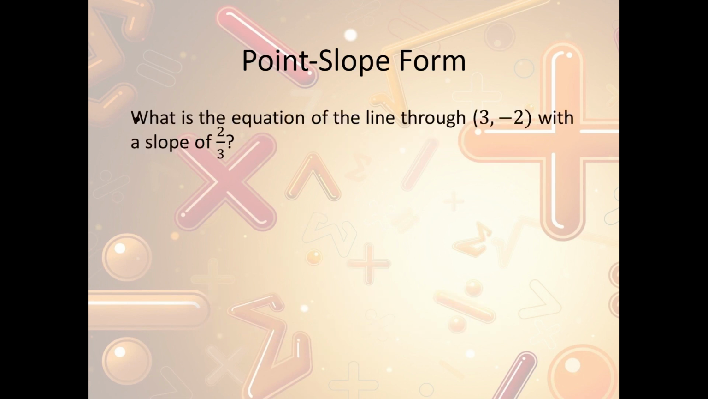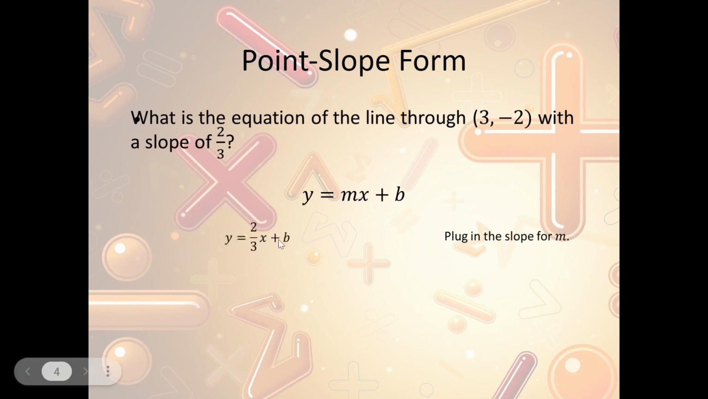So let's take a look at an example of this. It says, what is the equation of the line through (3, -2) with a slope of 2/3? So first thing is we take our y equals mx plus b, and we're going to plug in what we know. We'll plug in the slope first. So the slope is 2/3. That goes in for m. So now this says y equals 2/3 x plus b.